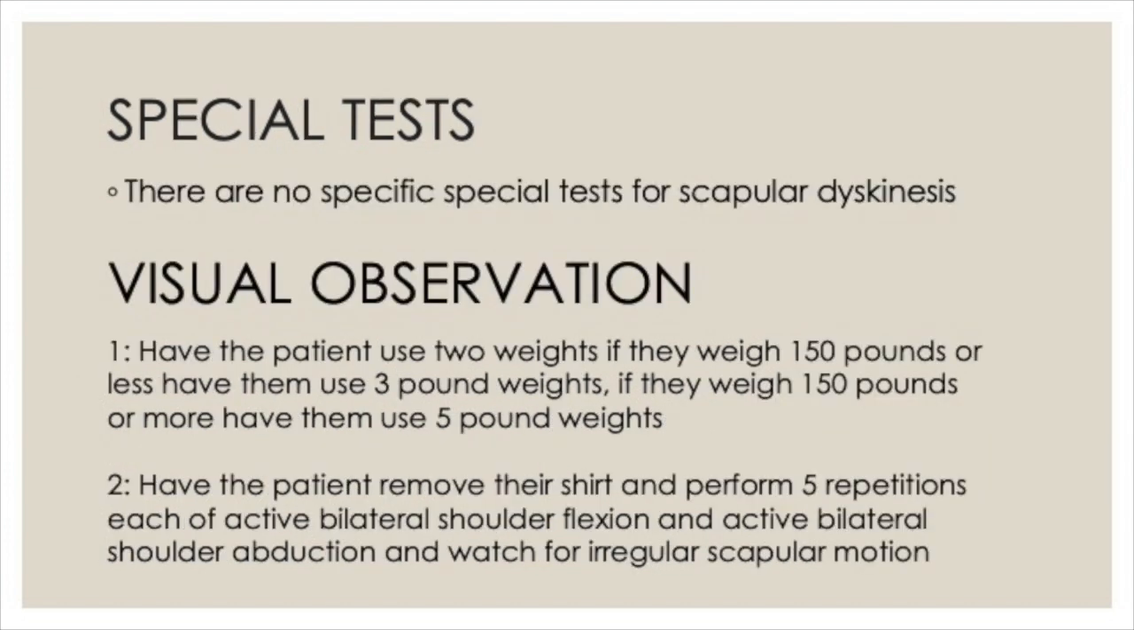There are no official special tests for scapular dyskinesis, but the best way to diagnose it is through visual observation. It's easier to recognize irregular scapular motion by having the patient perform active resistive motion. Have the patient perform 5 repetitions each of shoulder abduction and shoulder flexion. Make sure to have the patients keep their thumbs facing up and their elbows straight to keep their motion in the frontal plane. While they perform these movements, you will be rating each one based on how abnormal the scapula is moving.